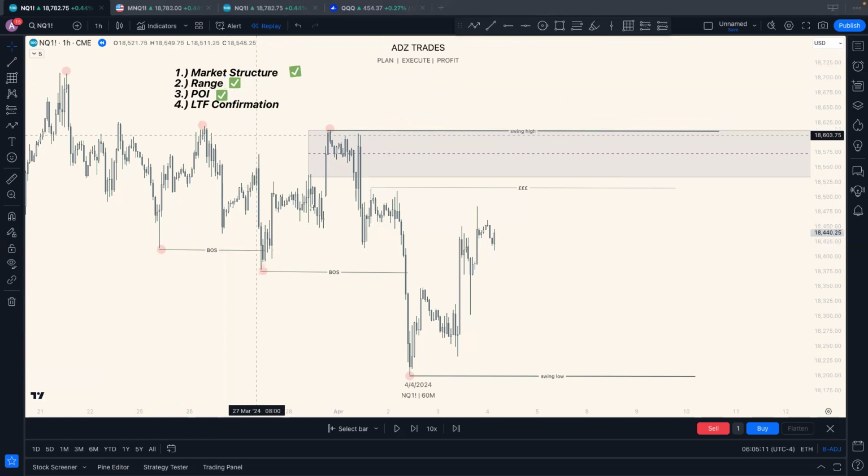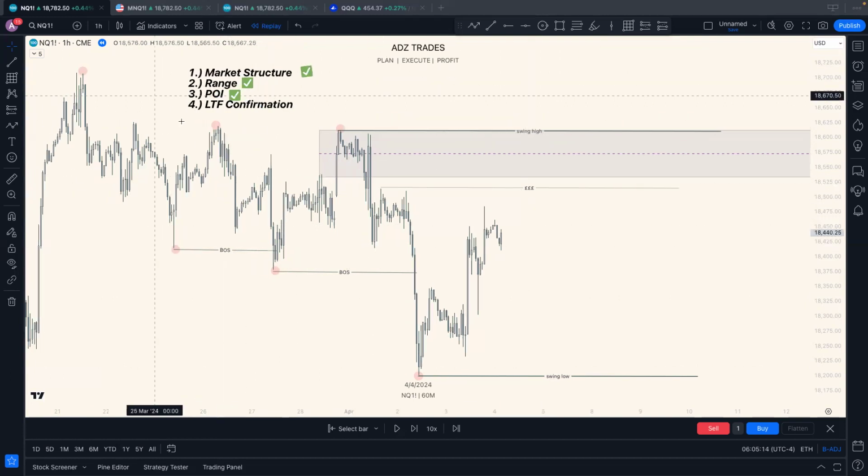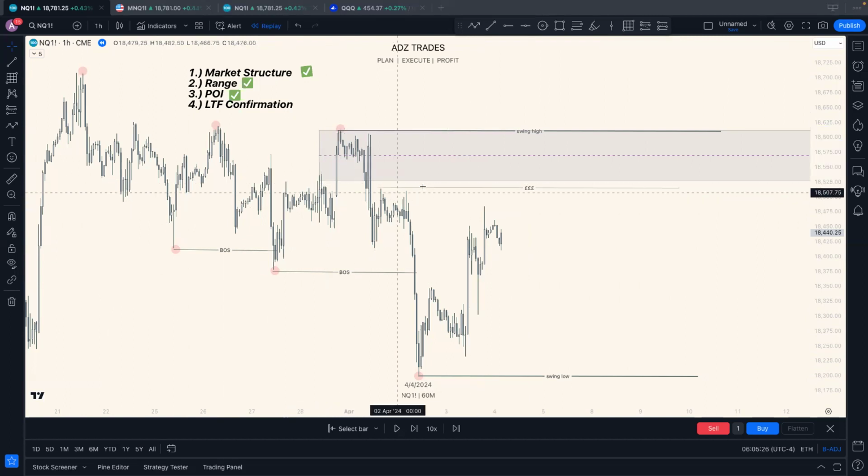So I have my market structure, lower highs, lower lows. I have my range between this high and this low, which is now where I am focusing. Everything else is noise. I have my point of interest. We have this lovely supply zone or bearish order block here. We have liquidity resting just below it. So this is even better. And now I look for lower time frame confirmation.